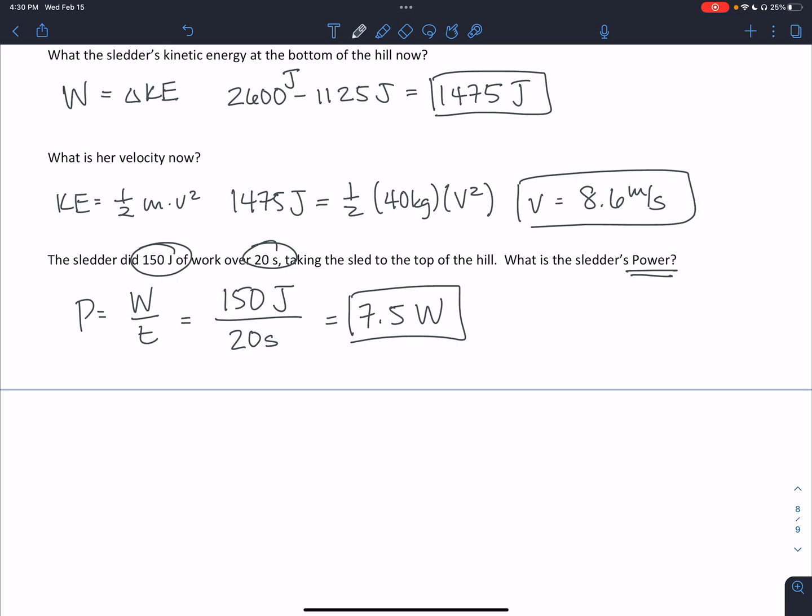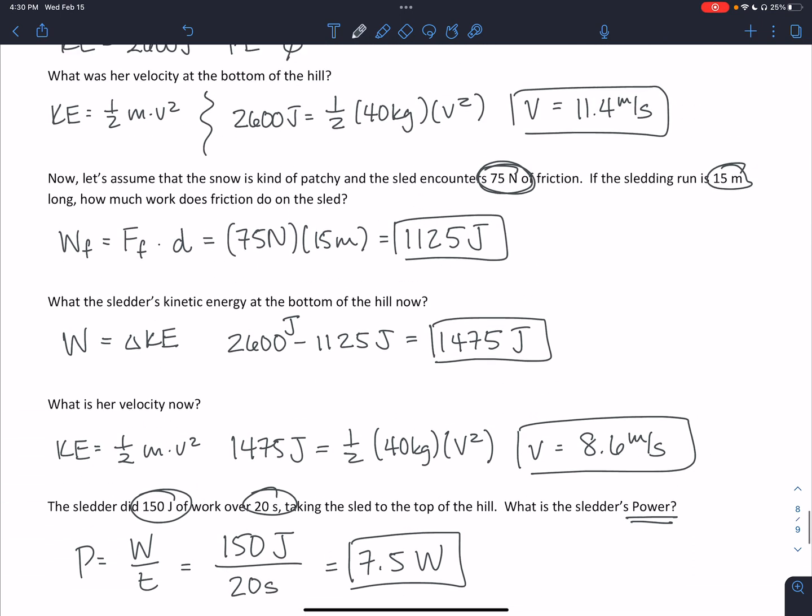So you can expect problems like this, which are going to incorporate potential energy, kinetic energy, conservation of energy, work, the relationship between work and energy, and then power in the problems that we're going to be working on throughout the unit.